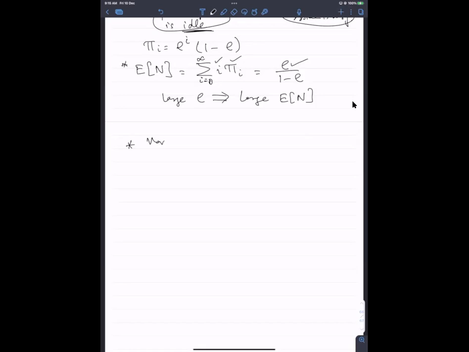Although I'm not going to show it, the variance of n can also be shown to be rho over 1 minus rho whole squared. By the way, if we look at the expected value of n, how many customers are in your queue plus being serviced, and plot it against rho, the plot is like this. This is rho, which can go up to 1. When rho, which is the load on the system, is small, the number of people queued in the system is small. When the load increases beyond a certain point, this rises exponentially.